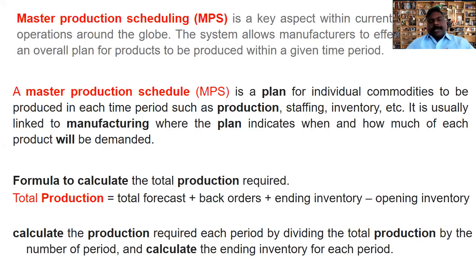Calculate the production required in each period by dividing the total production by the total number of periods, and calculate the ending inventory for each period. So this is how the calculation goes on. These are the simple calculations that we are going to do in production.